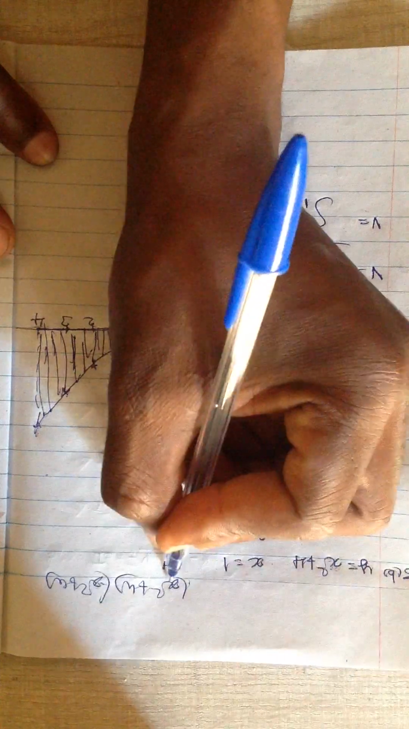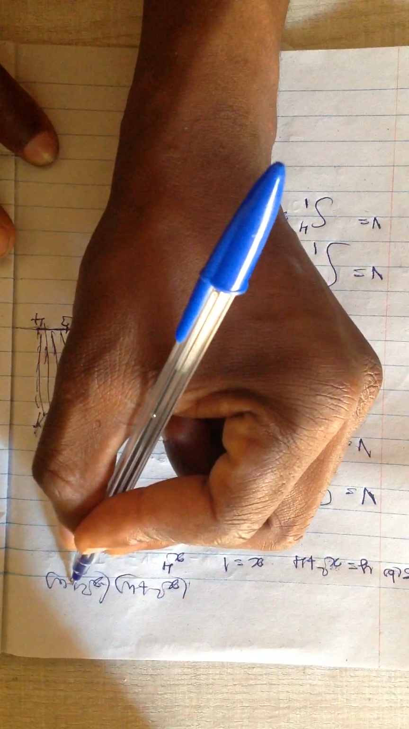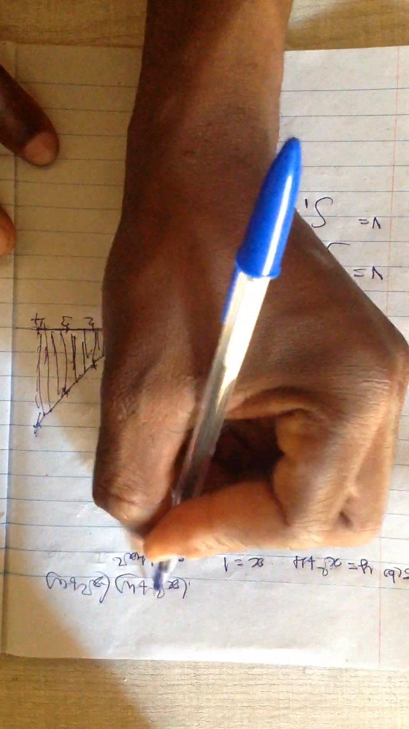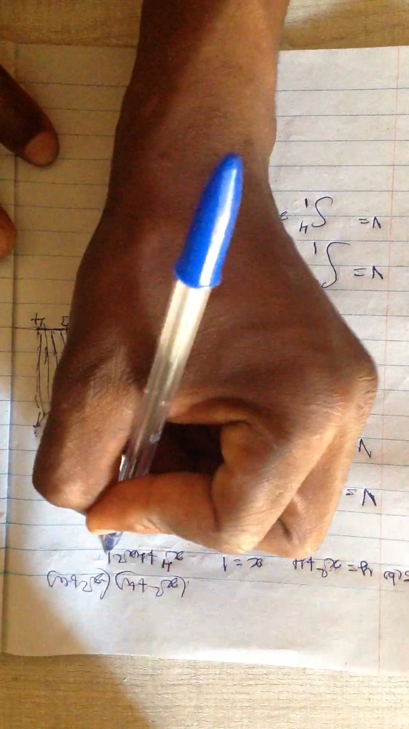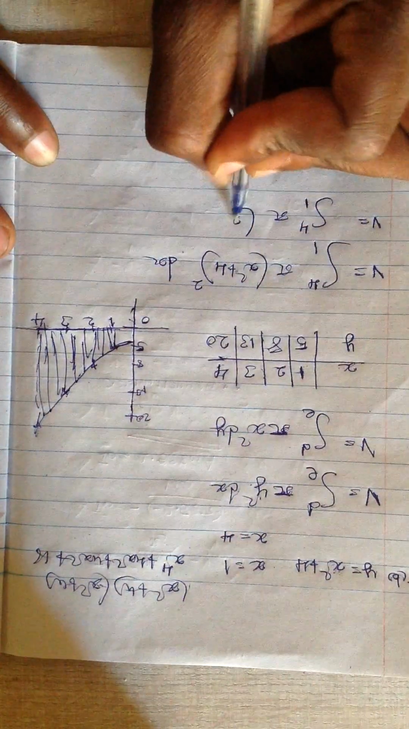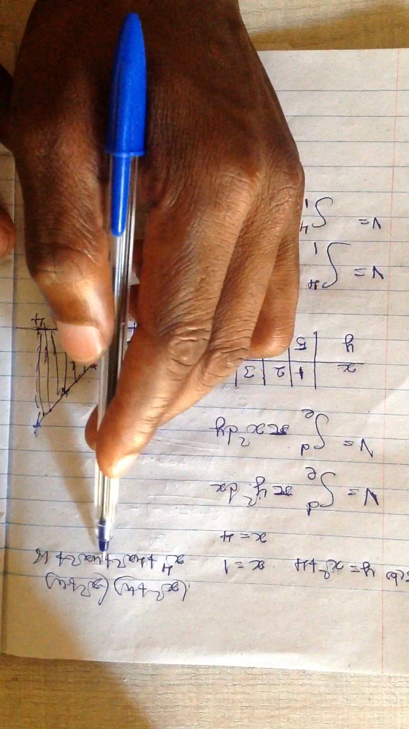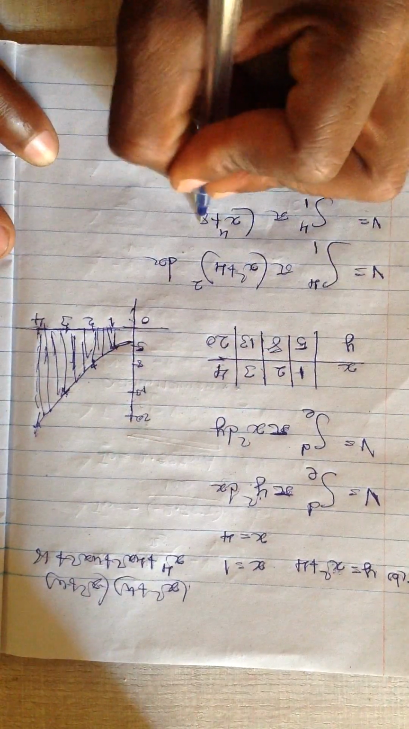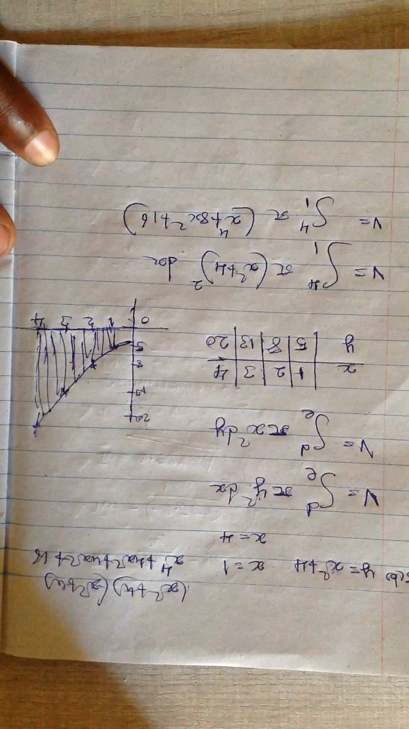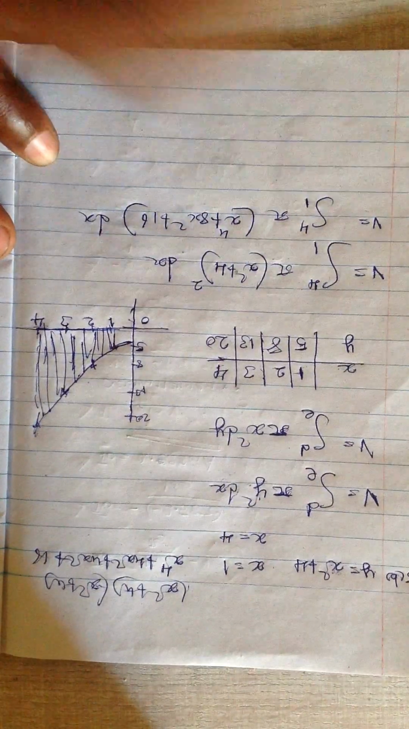x squared times x squared, that's x raised to power 4. x squared times 4, that's positive 4x squared. 4 times x squared, that's positive 4x squared. Plus, what is 4 times 4? That's 16. So we have x raised to power 4. What is 4x squared plus 4x squared? That's positive 8x squared, plus 16, with respect to x.